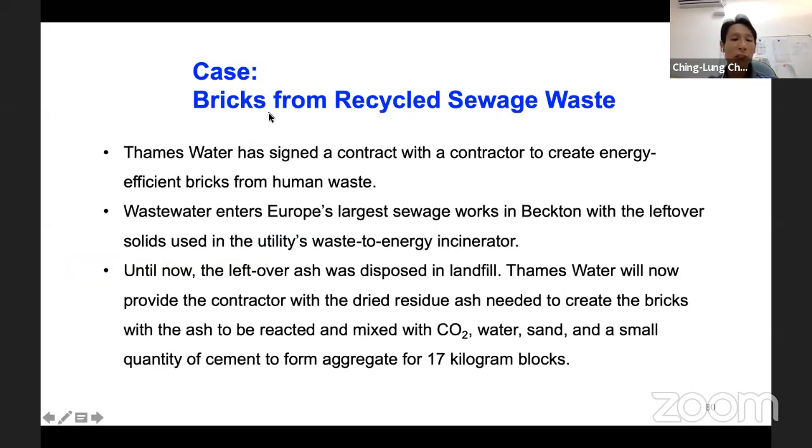They make the brick from recycled sewage. Based on this case, this company creates a brick with the ash, reacted and mixed with carbon dioxide, water, sand, and a small quantity of salmon to form about 70 kilograms of blocks. So it means they use the remaining ash after the burning to make the brick.